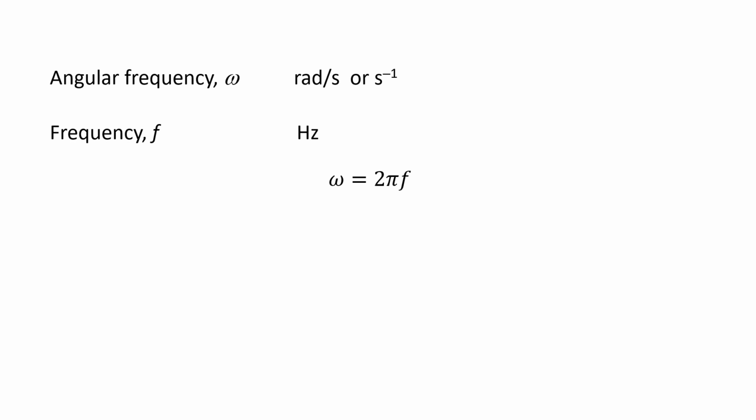I want you to remember from first semester that angular frequency, we measure that in radians per second. Sometimes we just write that as per second, and that's omega. Whereas frequency, f, is measured in hertz, or cycles per second. And the relationship between them is omega equals 2 pi times f.